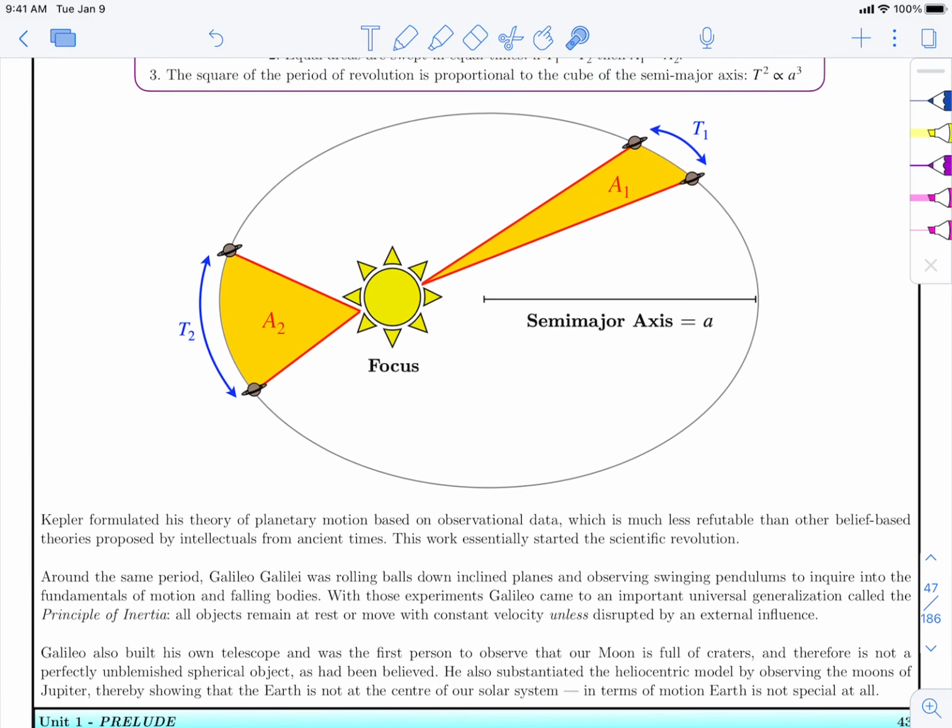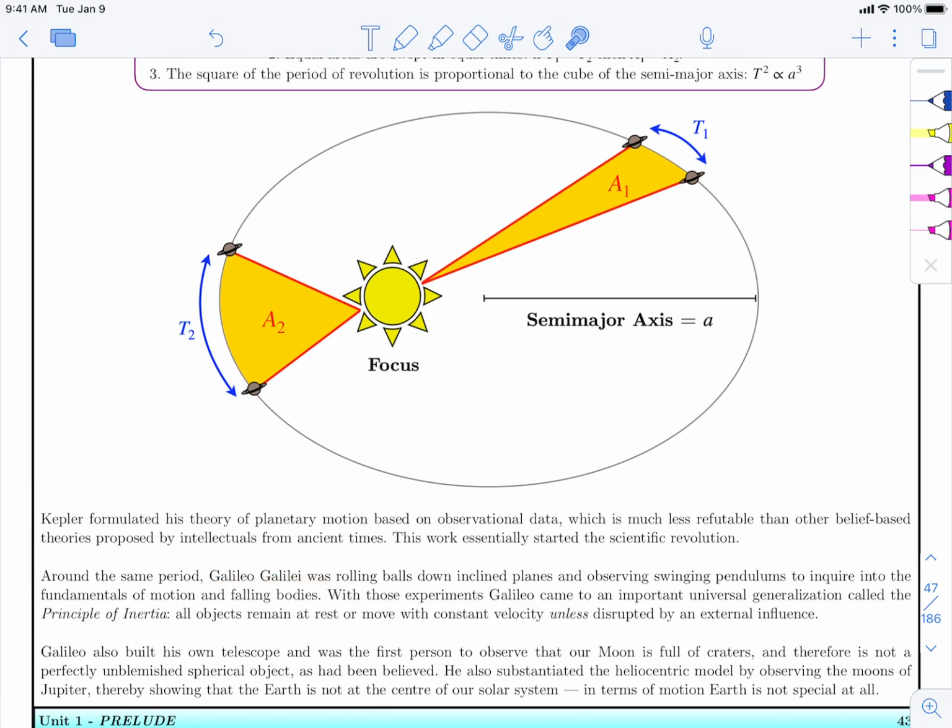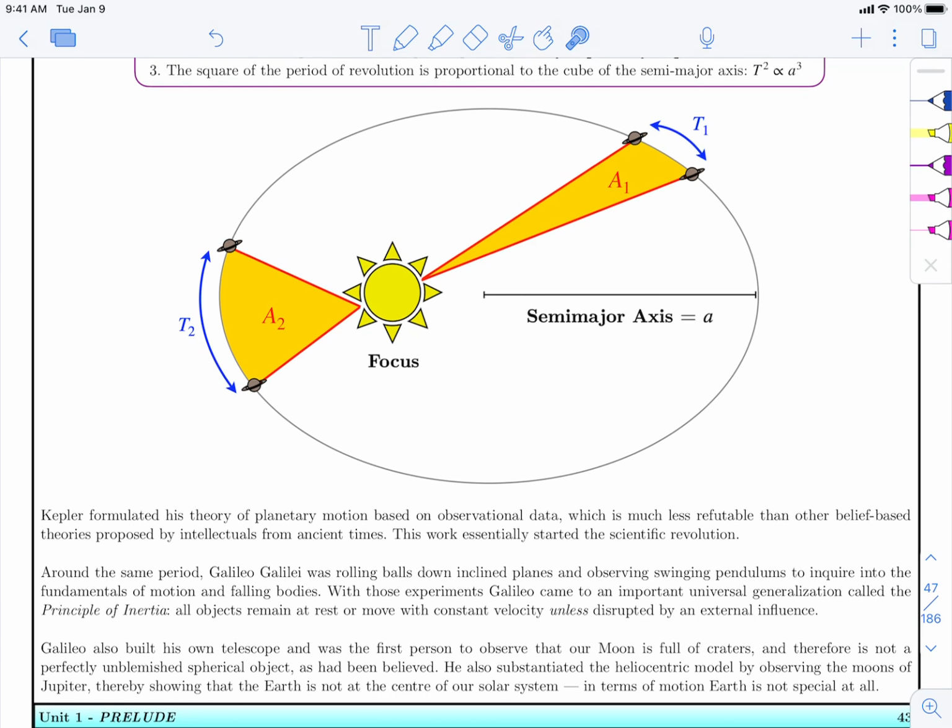During the same period, Galileo was also investigating motion by rolling balls down inclined planes and by swinging pendulums. He was able to conclude a very remarkable result, which we will call the principle of inertia, which states, as you know from grade 11 by Newton's laws, all objects remain at rest or move with constant velocity unless disrupted by an external influence. So during this time, we're dealing with Galileo's discoveries and Brahe's data and Kepler's formulation.